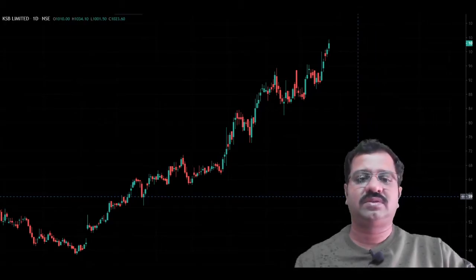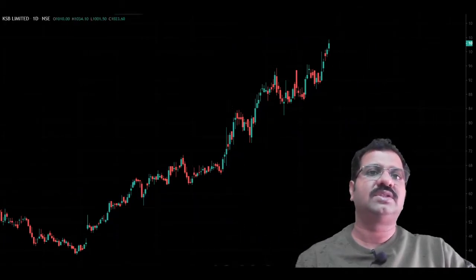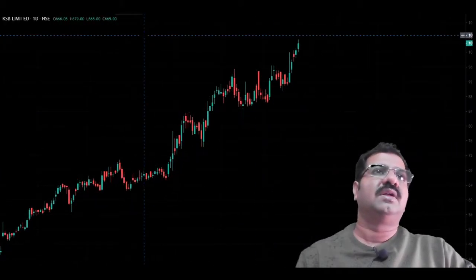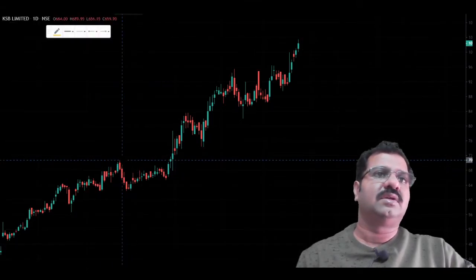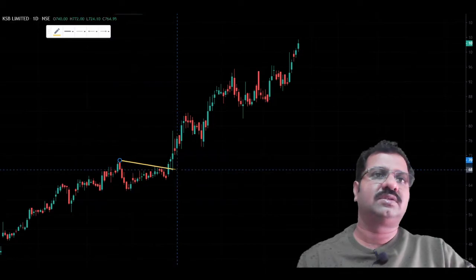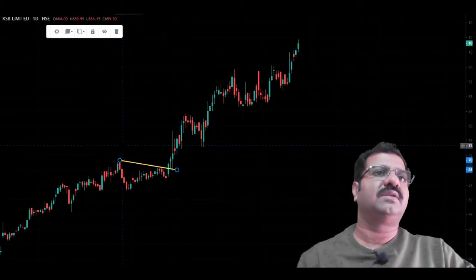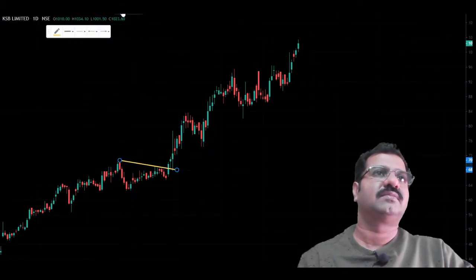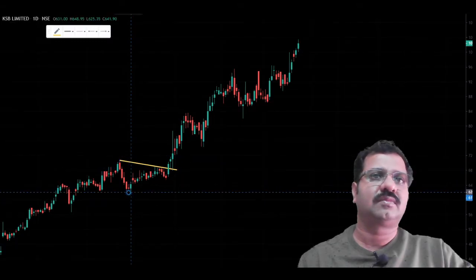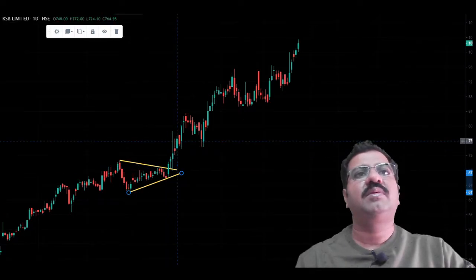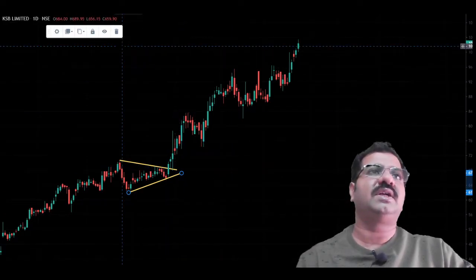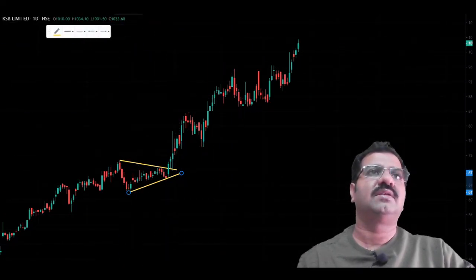Now see on this chart, this is again an uptrend. You can see patterns forming. See, this is one triangle, right? A small triangle formed, price went up. Recently there is a very good triangle.